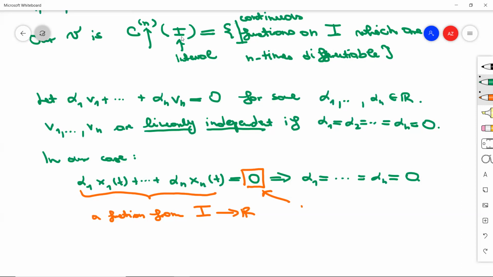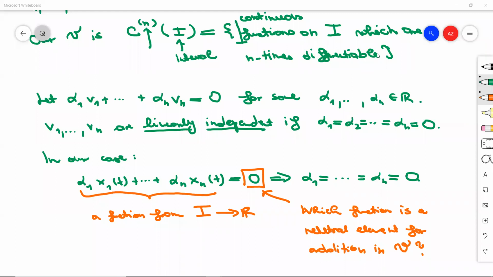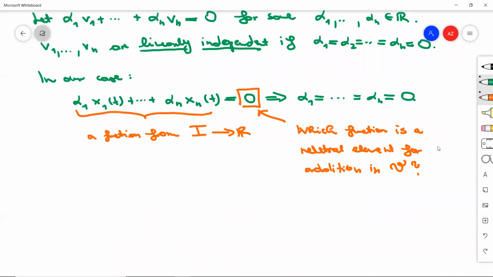So we lost connection for some time. Now we are back. So which function is a neutral element for addition in the vector space of continuous, n times differentiable functions on the interval I? Homogeneous solution. So let's write our function.